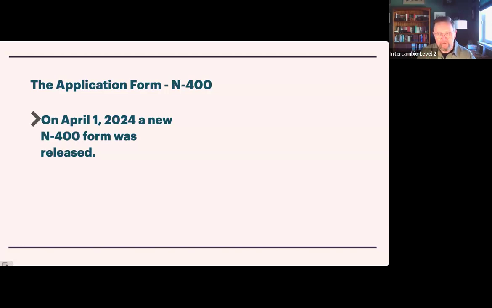If you're looking at a copy of an application form and it has 20 pages, that's the old form. The new form only has 14 pages. That's the easiest way to tell which form is the most current one right now.